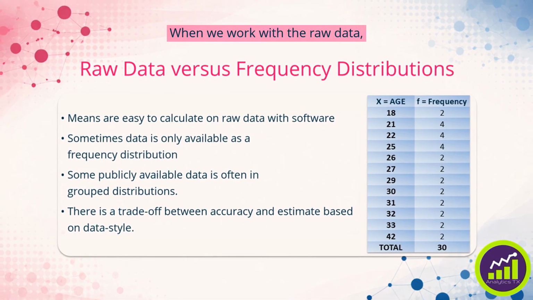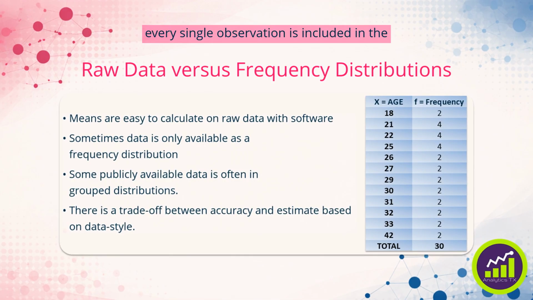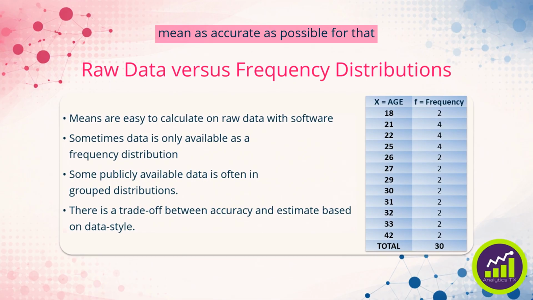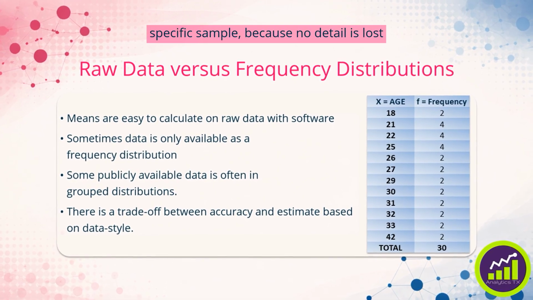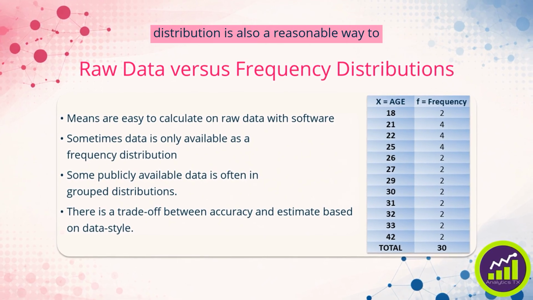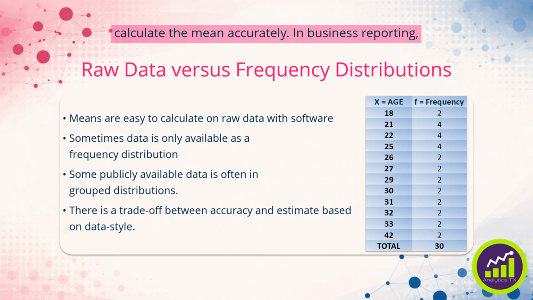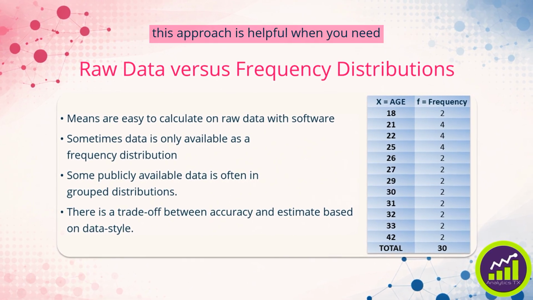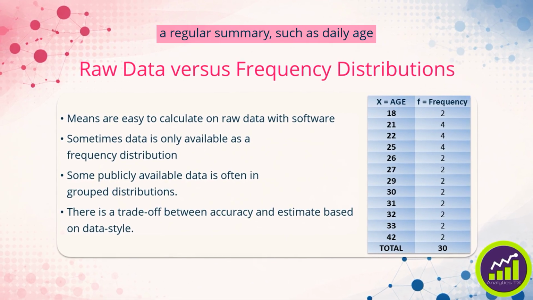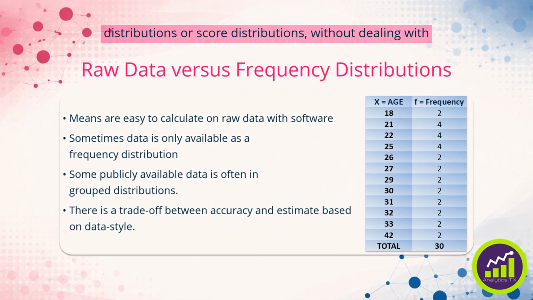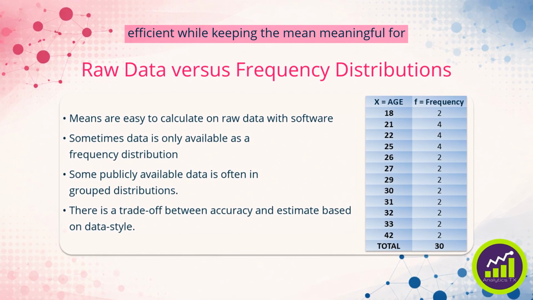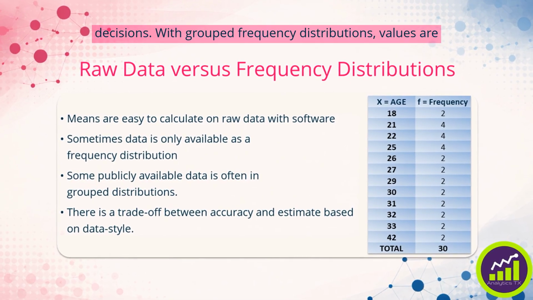When we work with the raw data, every single observation is included in the calculation of the mean. That makes the mean as accurate as possible for that specific sample, because no detail is lost by grouping or summarizing. A well-constructed frequency distribution is also a reasonable way to calculate the mean accurately. In business reporting, this approach is helpful when you need a regular summary, such as daily age distributions or score distributions, without dealing with every single row. It makes reporting more efficient while keeping the mean meaningful for decisions.